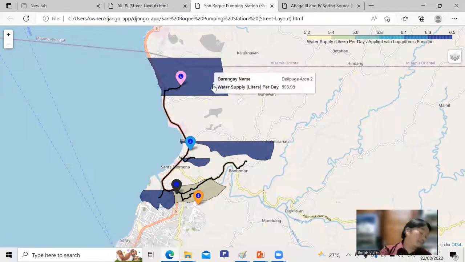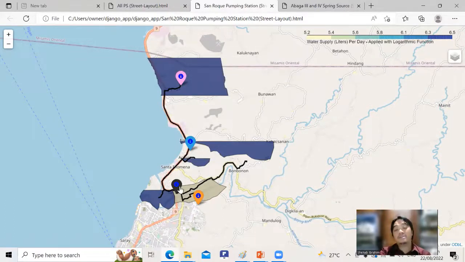Well, probably the answer for this is that San Roque is one of the oldest pumping stations, and these other pumping stations are just new. During that time, this barangay really needed to connect to a pumping station, and probably at the time, the closest pumping station was San Roque. So they had to connect to San Roque.